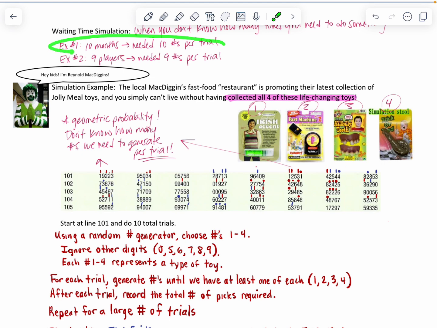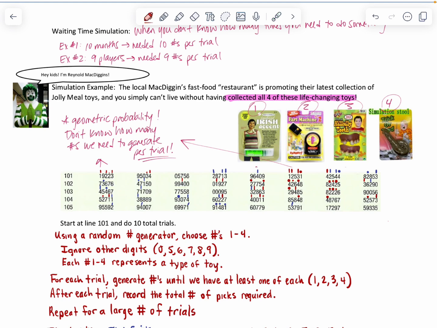Keep in mind, for example 1, we were doing 10 months, so we generated 10 numbers, and we looked at what kind of student got the student of the month. Example number 2, we needed 9 players to be divvied up onto the 2 teams to play baseball or softball. Therefore, we generated 9 numbers.